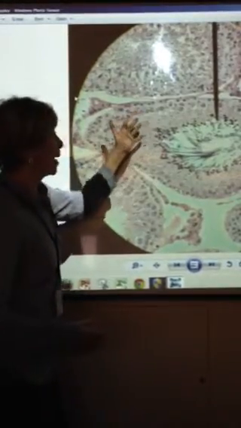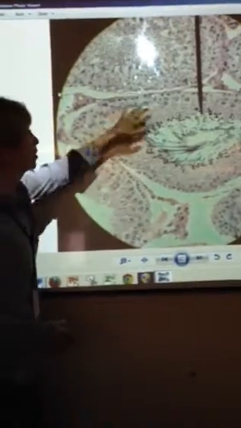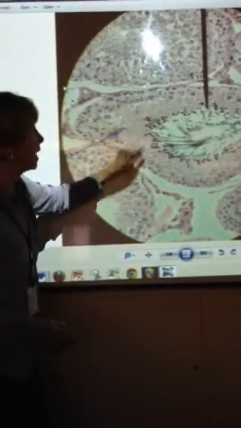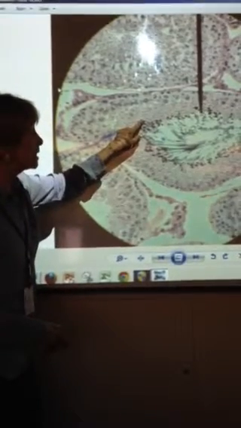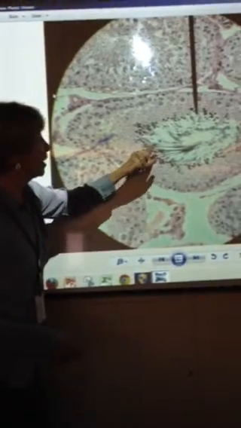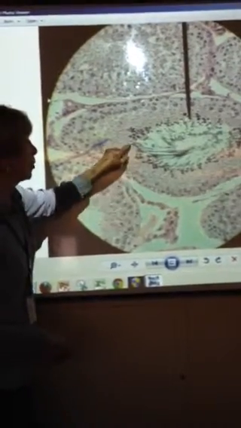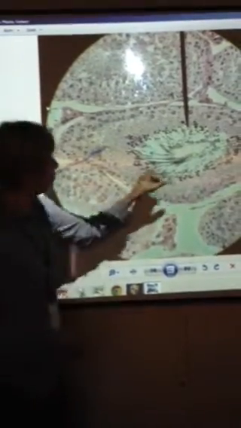Then they undergo meiosis 1 and 2, producing primary and secondary spermatocytes. That's what all these are. And then where you see these very small, dark, condensed cells, those are the spermatids. They've not yet developed into sperm. These are the spermatids that will undergo spermiogenesis and form sperm.